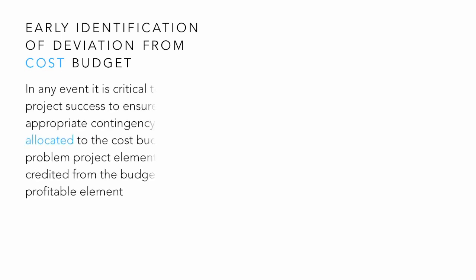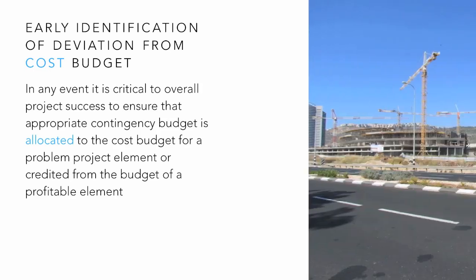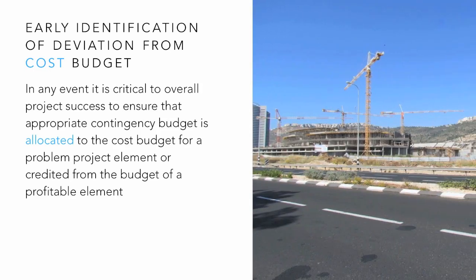In any event, it is critical to overall project success to ensure that appropriate contingency budget is allocated to the cost budget for a problem project element, or credited from the budget of a profitable element. This ensures that the overall project budget can still be monitored and managed accurately.